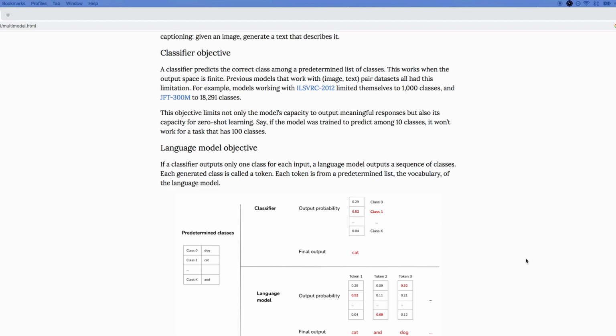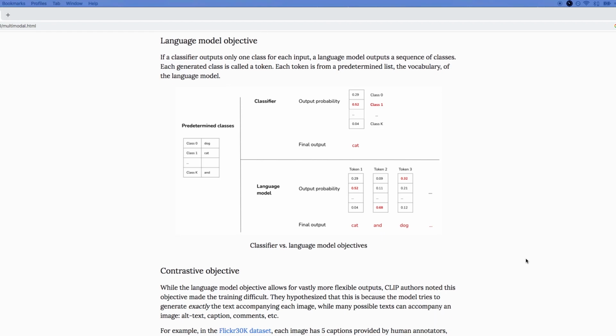Classifier objective. A classifier predicts the correct class among a predetermined list of classes. This works when the output space is finite. Previous models that work with image, text, pair datasets all had this limitation. For example, models working with ILSVRC 2012 limited themselves to 1,000 classes, and JFT-300M to 18,291 classes. This objective limits not only the model's capacity to output meaningful responses but also its capacity for zero-shot learning. Say, if the model was trained to predict among 10 classes, it won't work for a task that has 100 classes.